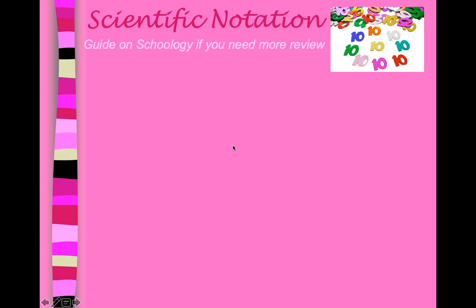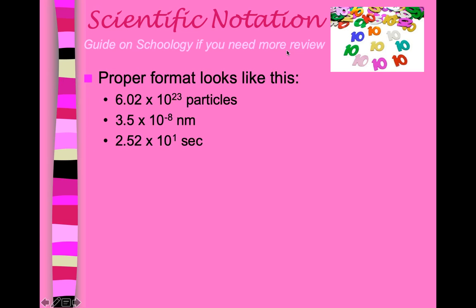Okay, all right. The next quick thing I want to talk about related to measurements is scientific notation. Again, there's a guide on Schoology if you need more review than the one slide I'm going to give you here. Proper format for scientific notation looks like this. And this is not a Killinan rule, this is a science rule. You only put one number in front of the decimal. There's a times 10, and then there's a power of 10, and then, of course, a label. But proper format for scientific notation always looks like this. One number in front of a decimal times 10 to the something, okay?